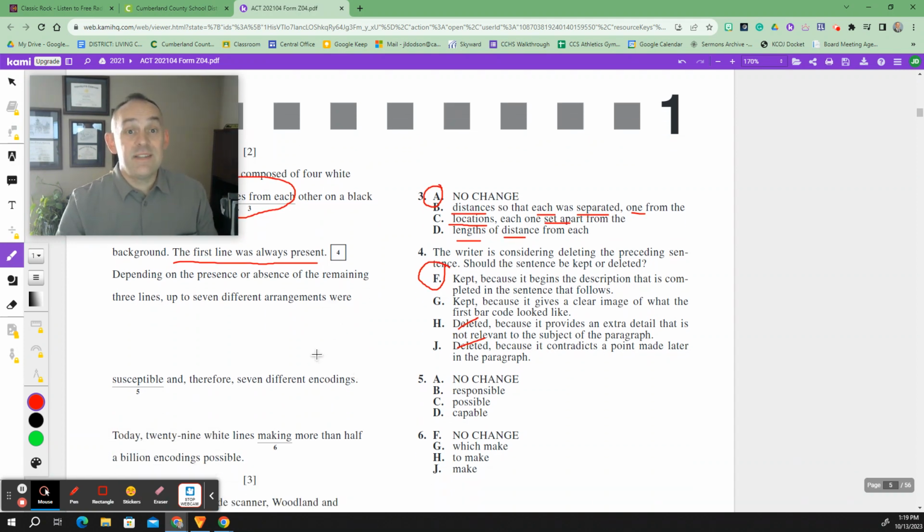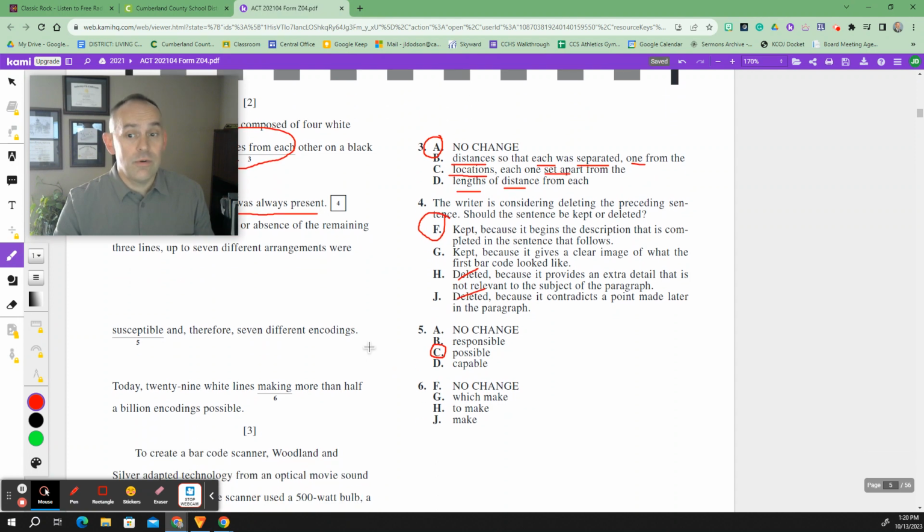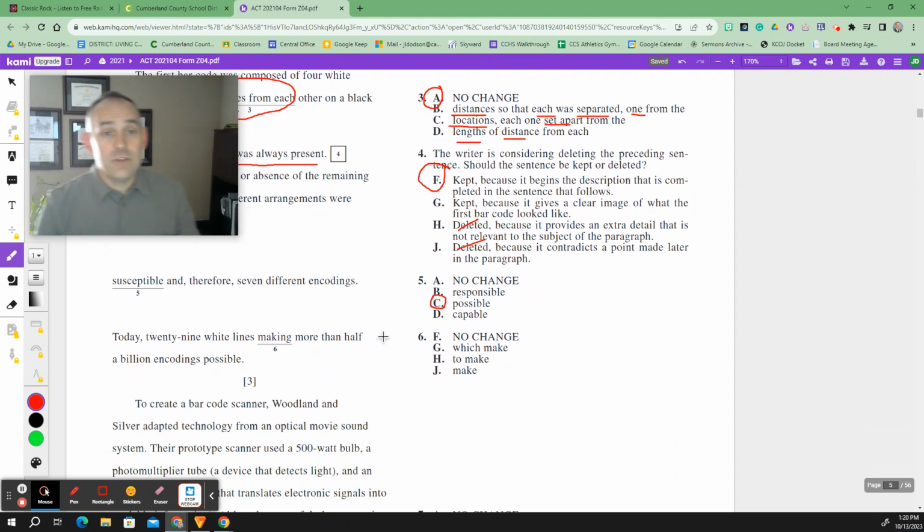Number 5, this is a diction question, root word of the dictionary. It just means word choice. And so here, susceptible is the wrong word. You would not say, depending on the presence or absence of the remaining 3 lines, up to 7 different arrangements were susceptible. You would say that 7 different arrangements were possible. And so it's a matter of picking the correct word choice, the correct diction. By the way, diction on the ACT is always going to be formal. So if it just sounds too colloquial or too casual, it's never going to be the right answer.